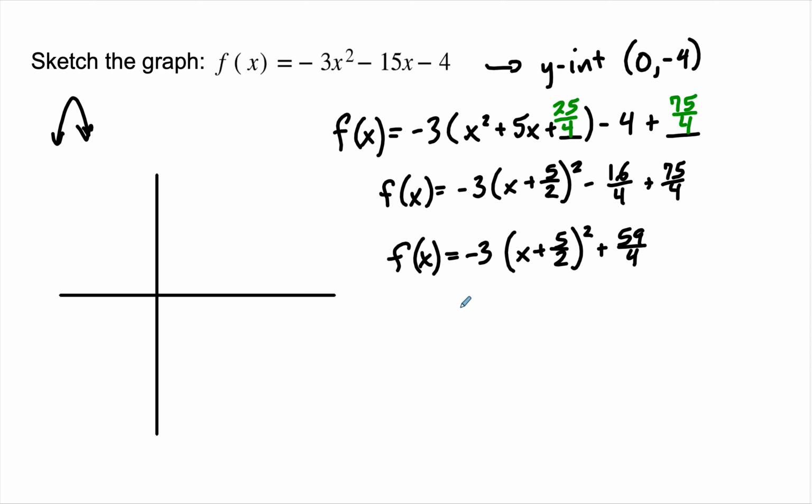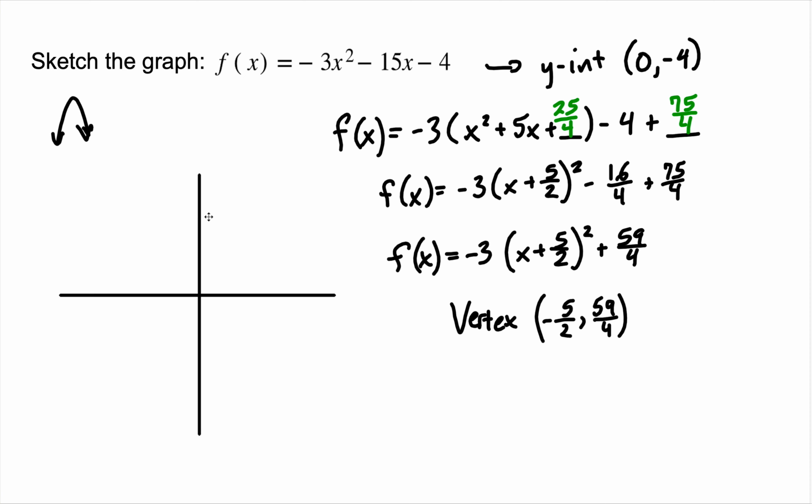But the first thing we want to realize is that my vertex now is at negative 5 over 2, comma 59 over 4. Okay, and then I have my y-intercept at 0, comma negative 4. All right, so I've got to figure out how to graph this. And so let's actually move this around a little here because we need some negative numbers. And we have to go up a fair amount. So we're going to go up here.